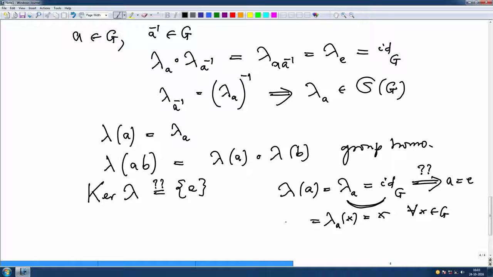But this is by definition AX. This is true for every X, so I can cancel X. So I conclude A equals identity. Cancellation is allowed because we are in a group. So that shows that this Cayley map, this lambda, is also called the Cayley homomorphism.